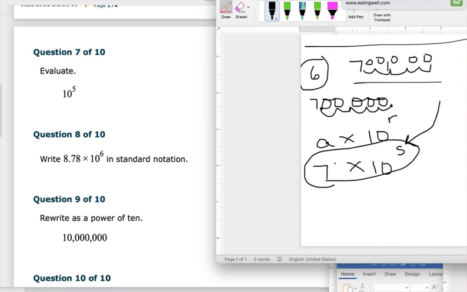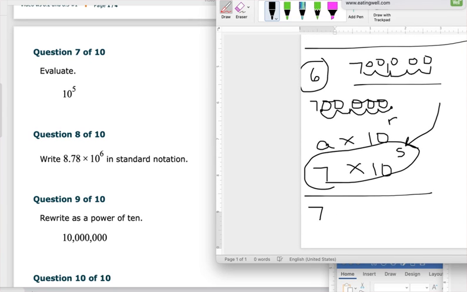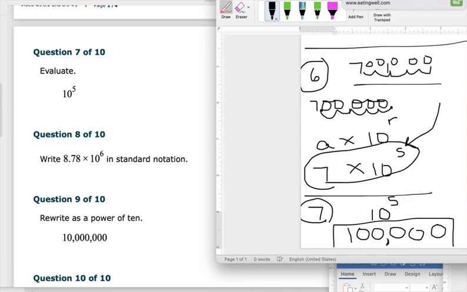Number 7. Okay, 7 is 10 to the 5th power, which means that I'm going to start with the 1. Now remember, 10 to the 1st power is 10. 10 to the 2nd power is 100. 3rd power, 4th power, 5th power. So whenever we see 10 to the 5th power or 10 to any power, we're going to have that number of zeros after the 1. So the fast way is just to put a 1 and add 5 zeros. And we can put our comma in here. So 100,000 is 10 to the 5th power.